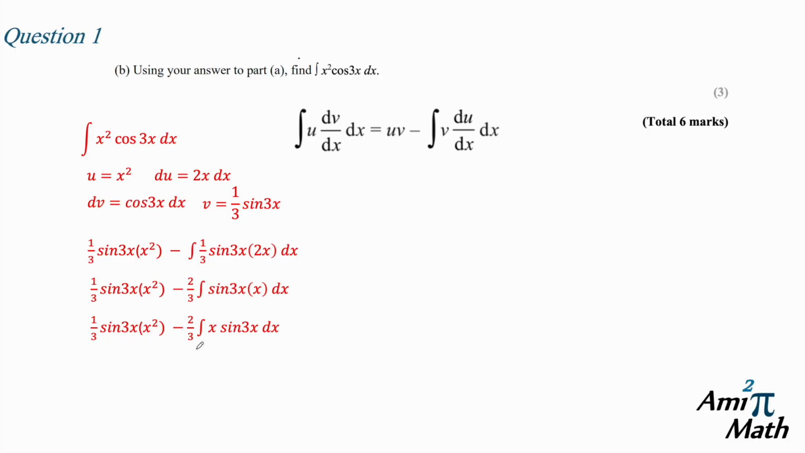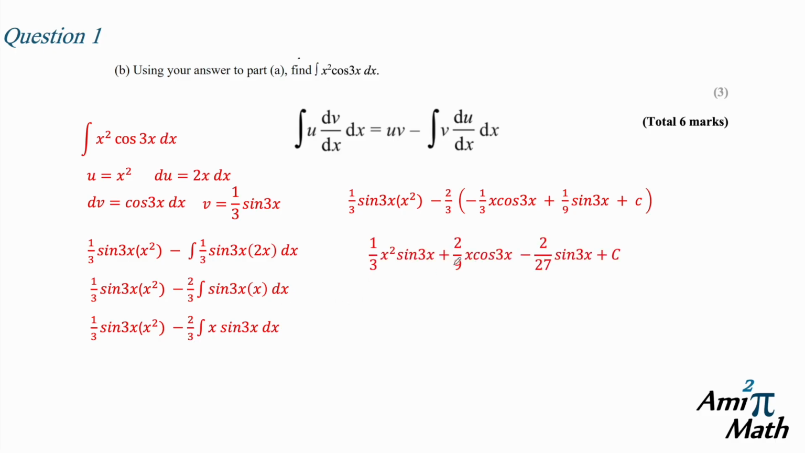Okay, so you have this, and then we remember from the last question that the integral of x sine 3x gives you this, so you can just put this back into here and multiply it by minus 2 over 3. And then we can expand that out, and this is what we get. 1 over 3 x squared sine 3x plus 2 over 9 x cos 3x minus 2 over 27 sine 3x plus c. Yeah, just make sure you remember the c as well.